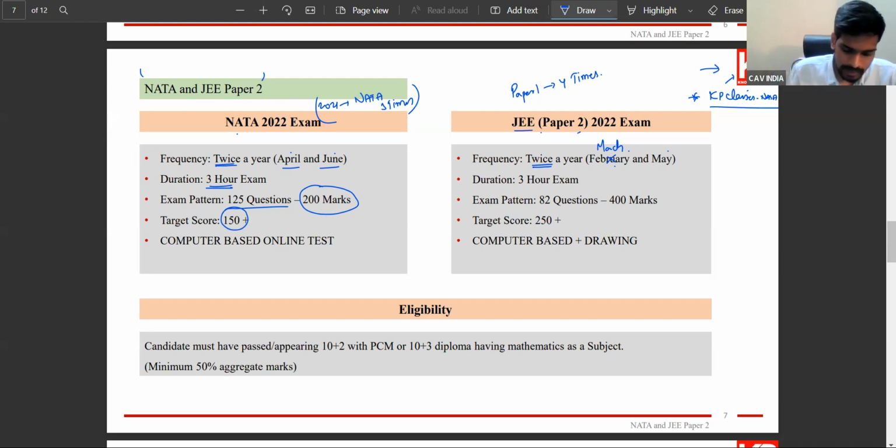And remember, NATA from the last 2 years is being conducted as a completely online based examination. There is no physical sketching involved. Before 3 years, in the NATA exam, there was sketching also, using pen, pencil and paper. You needed to sketch, but now there is no physical sketching.